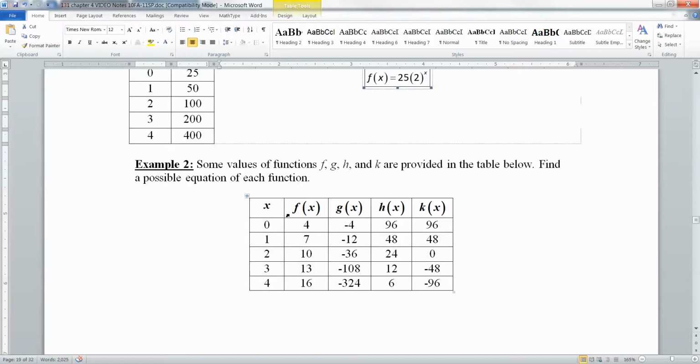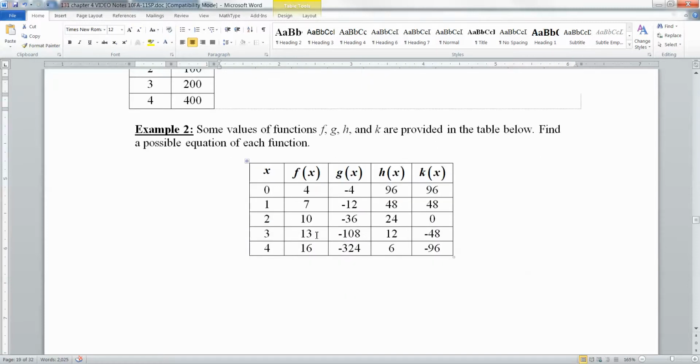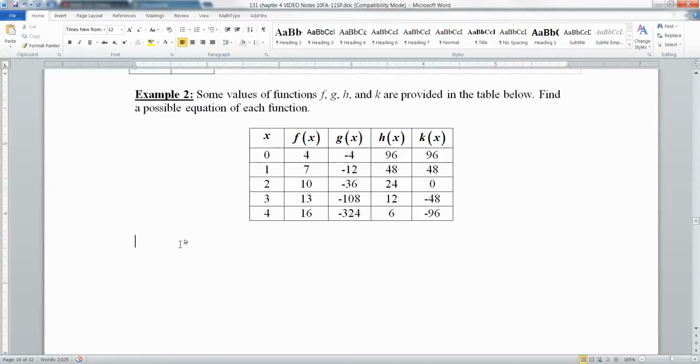So we're going to do 4 functions down here. Now, some of them are linear, some of them are exponential. And it's possible, of course, to give you neither, but I didn't do that in this particular example. So our mission is to figure out the possible equations for each. So let me just remind you.